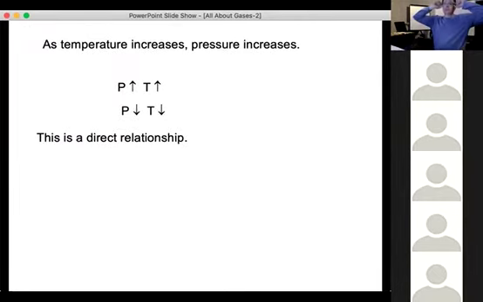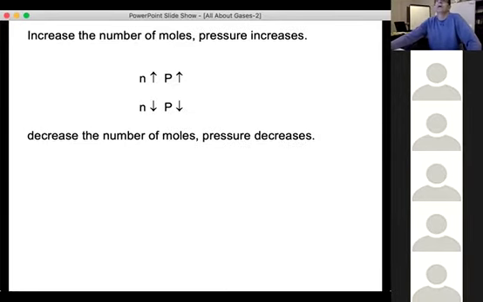Temperature is also a player in this. As temperature increases, pressure increases. That's a direct relationship. Number of moles can be a player in this, especially when we get to the ideal gas law. As moles increase, pressure increases. As moles decrease, pressure decreases.